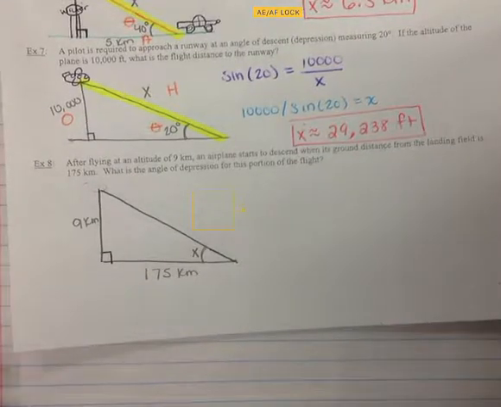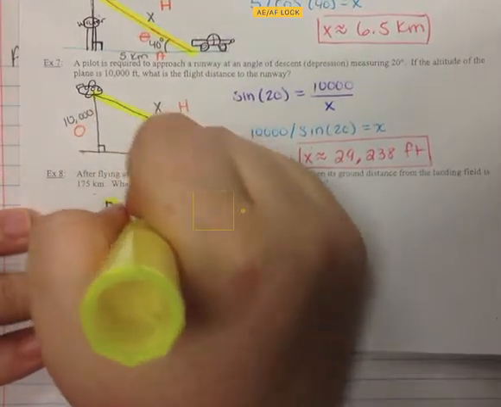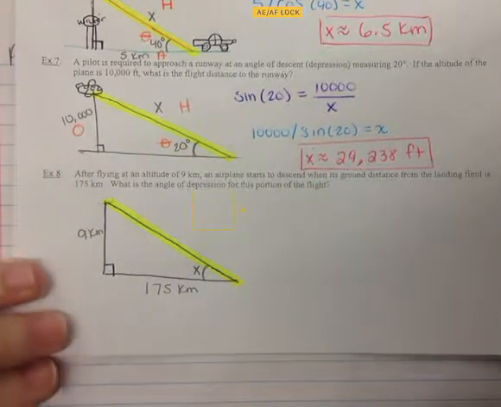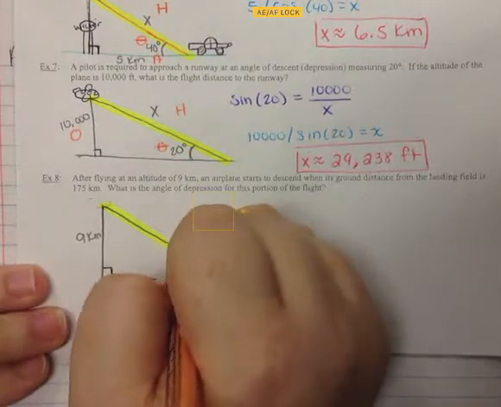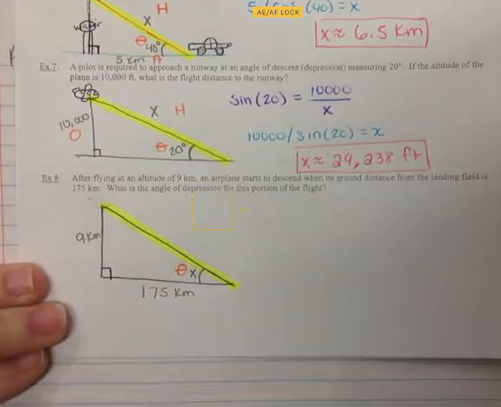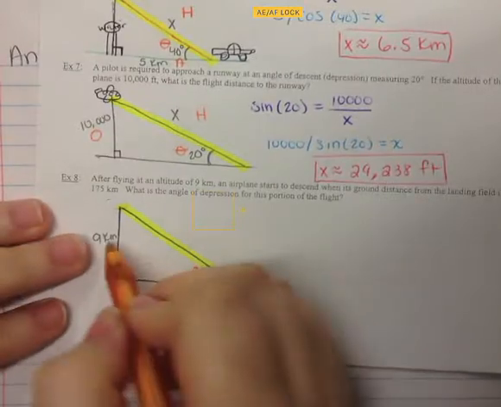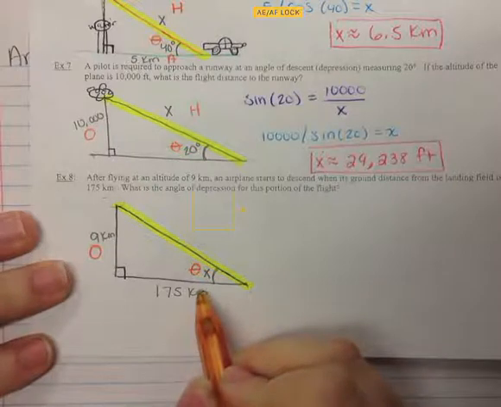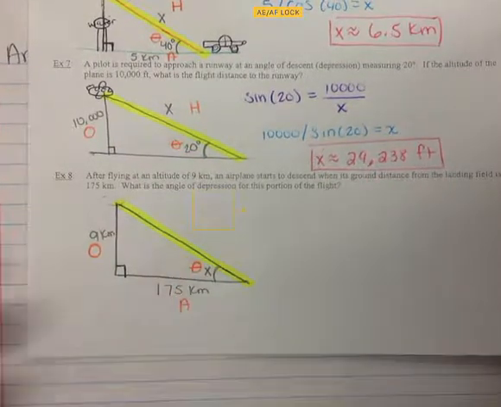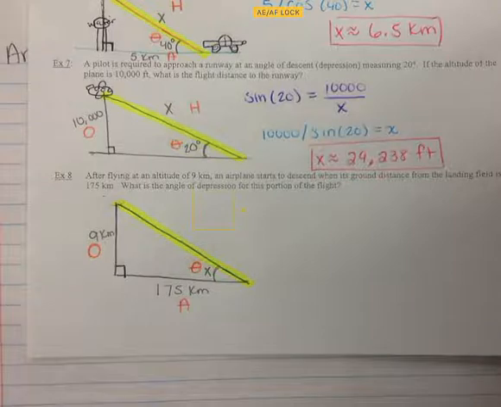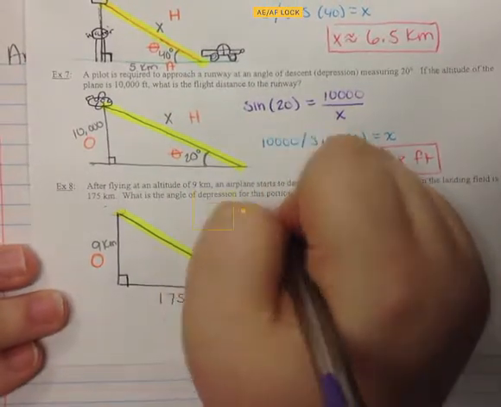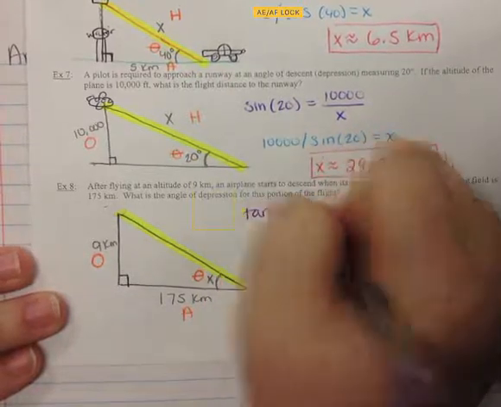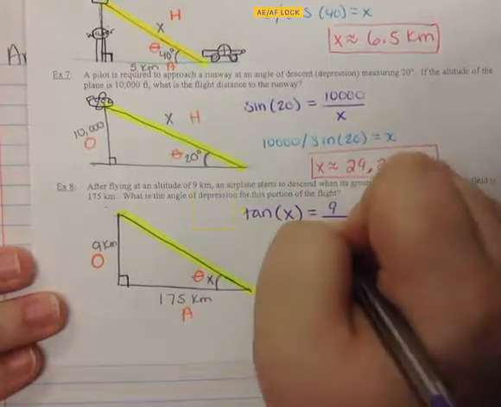So, going back to the trig, I'm going to highlight the hypotenuse. I'm going to label everything. Our theta is where we put our X, because that's our X degrees. Our 9 kilometers is through the triangle, so that's our opposite. Our 175 is attached to our theta, but not highlighted. That's our adjacent. So opposite and adjacent is tangent. So we have tangent of X is equal to our opposite is 9, our adjacent is 175.